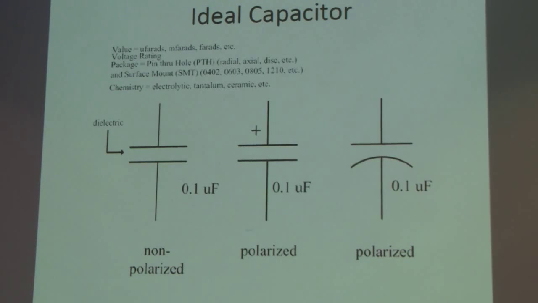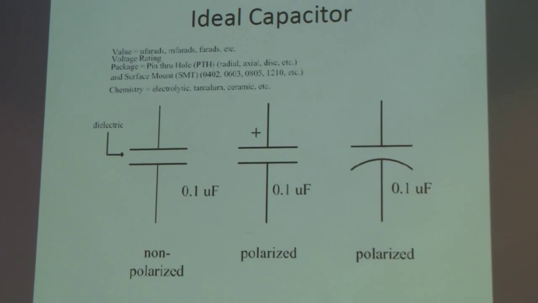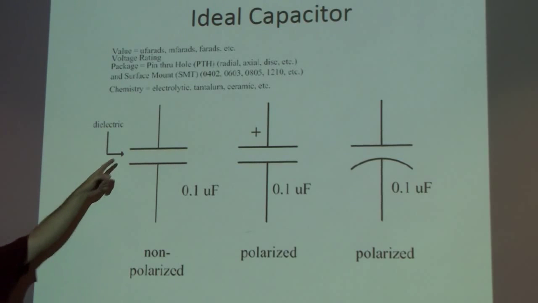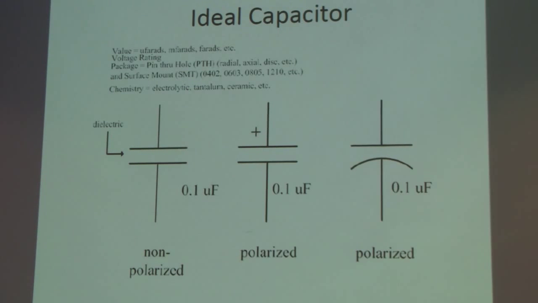So now we'll talk about capacitors. Capacitors and inductors are different than resistors because they have an additional capability. They can store energy. A capacitor stores energy in the form of charge. So what is a capacitor? A capacitor simply is two conducting plates placed close together. Between the two plates is something called a dielectric.